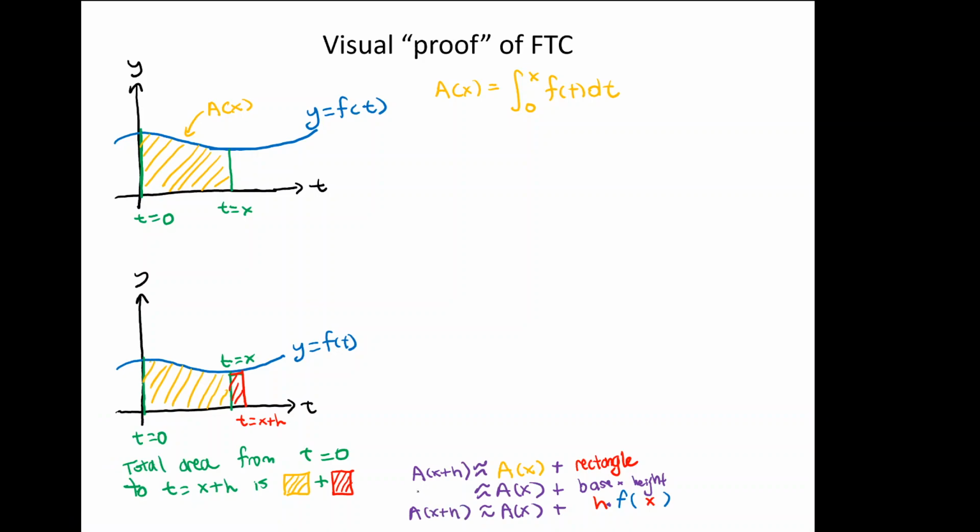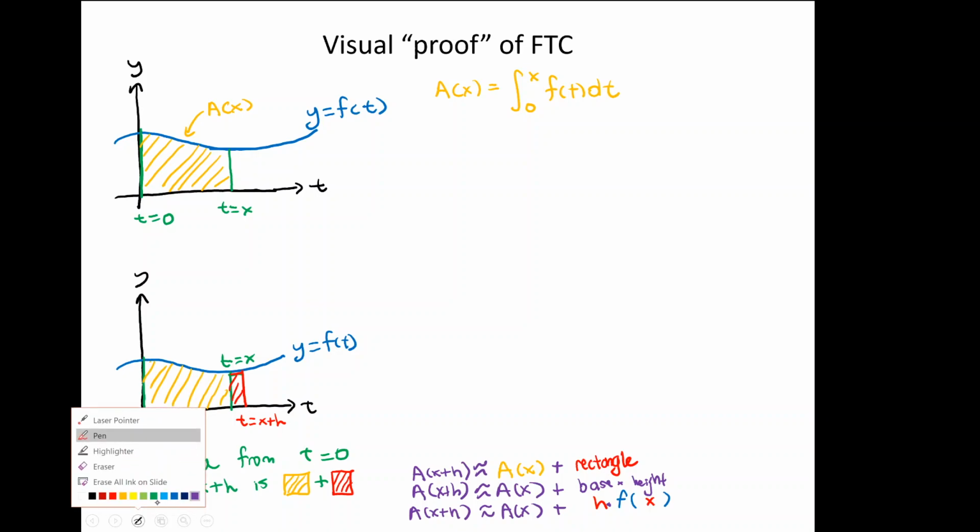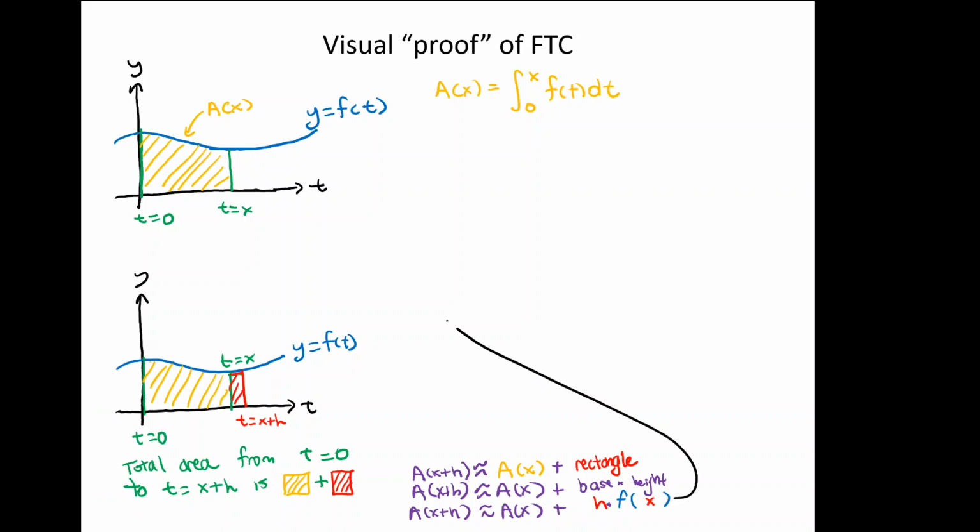So A of x plus h is approximately equal to A of x plus h times f of x. I'm going to take that result and continue with it up here. We have A of x plus h is approximately A of x plus h times f of x.